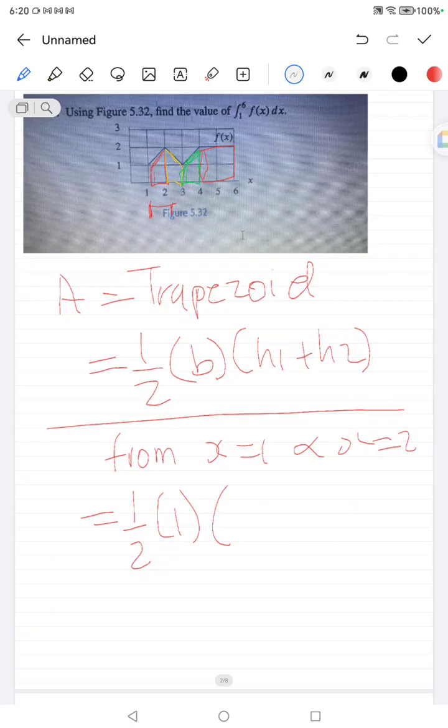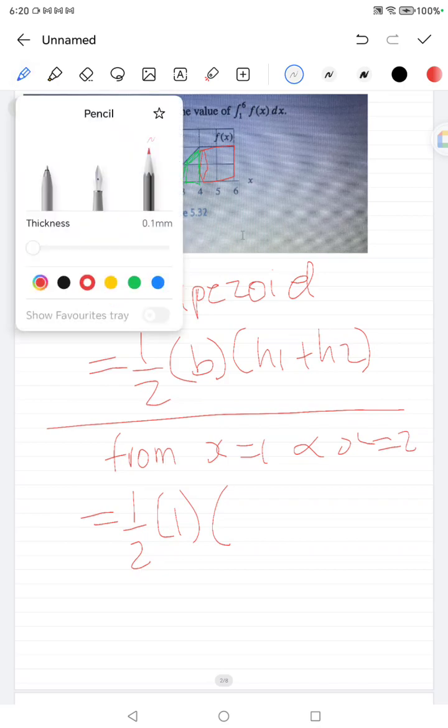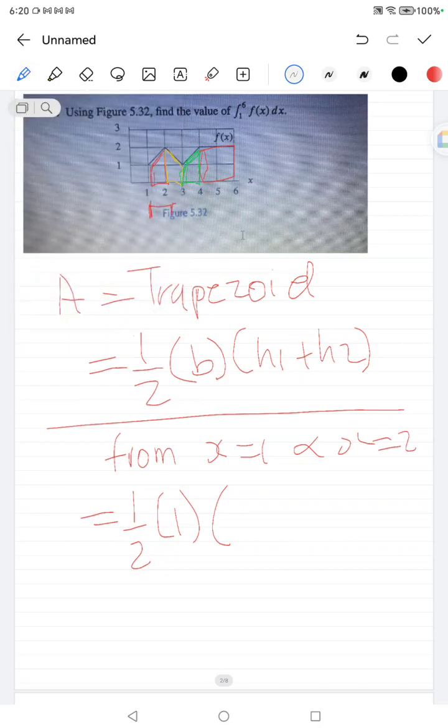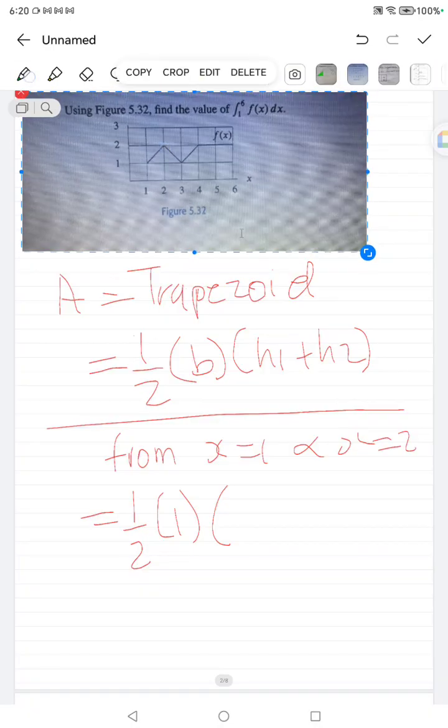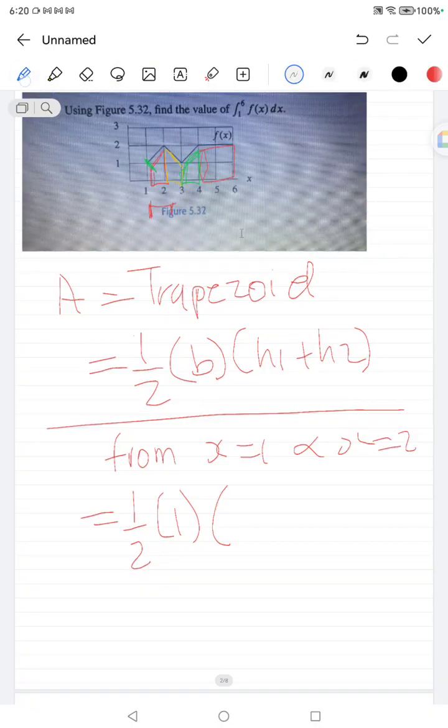Your height 1 and height 2, where do you get them? You get them from this side, where you have your height 1, which is your 1, and the second one, which is this side, which is your 2. So now you have your 1 plus your 2. This is the same as having half of 1, that is 0.5, into 3. Then this gives you 1.5. Now we are done with this one.